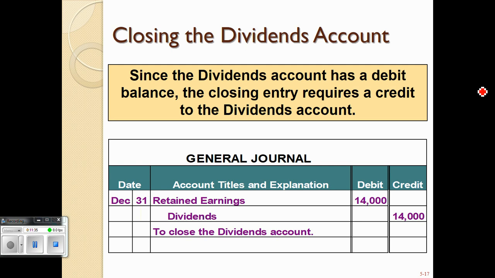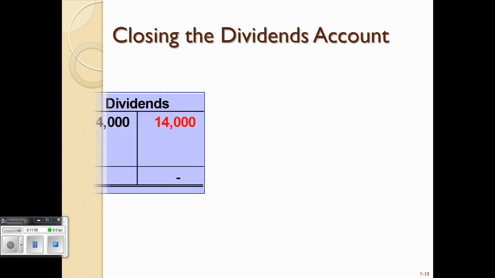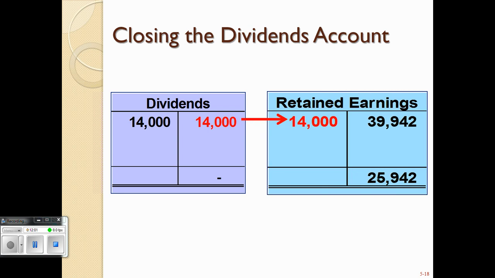Now we need to close the dividend account. Dividends typically have a debit balance, so we need to credit dividends. So we credit dividends, we debit retained earnings. Since we're debiting retained earnings, and retained earnings is an equity account, a debit pushes it down, so it makes sense that we took money out of the company in the form of dividends. So the dividend account is going to reduce retained earnings. And when I do that, notice my balance in my retained earnings account is the $25,942, which is exactly the number that I had put on my balance sheet earlier.